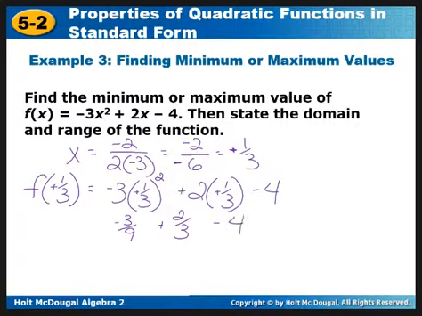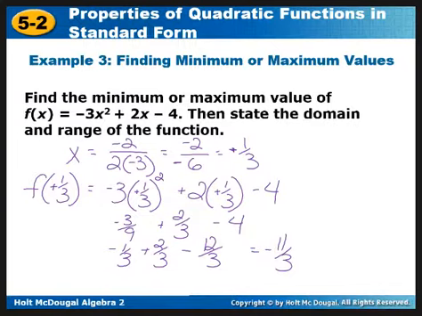Negative 3 over 9 is just negative 1/3 if we reduce, plus 2/3. And if I write 4 with the denominator of 3, I'm going to have negative 12 over 3, just so we get something we can work through. Negative 1/3 plus 2/3 is positive 1/3, minus 12/3 is going to give us negative 11/3. So my vertex is going to be 1/3, negative 11/3. It looks something like this.